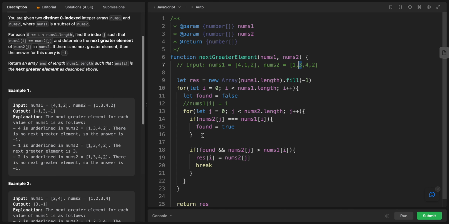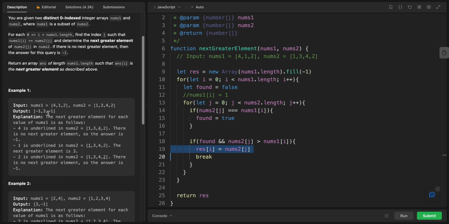So for the next one, we make sure that found is true right now. So I'm saying that if found is true, yes, okay. If nums of J, the next element, is bigger than nums1 of I, if that's bigger than it, we make res of I, which is 1, equal nums2 of J, which will be 3. And you will do the same with 2, and that's it. It's a pretty easy, pretty straightforward solution.